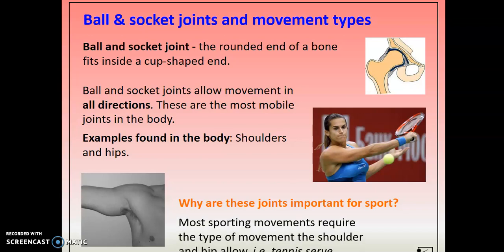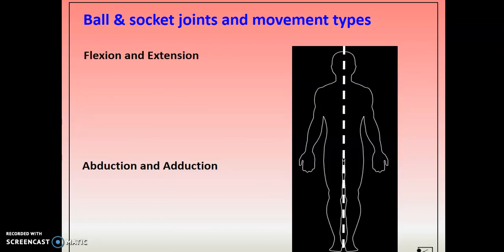Now, why are they important in sport? Most sports require some type of hip movement or shoulder movement, and it's important that the joint that connects bones together here allows for that full range. That's why you'll find that it's a ball and socket joint. Now let's think about what movements can actually occur.